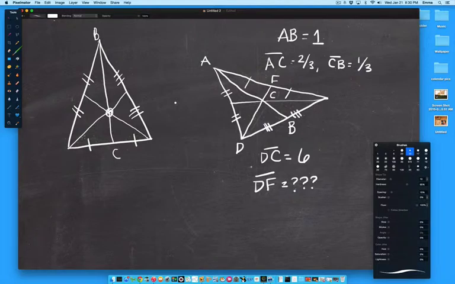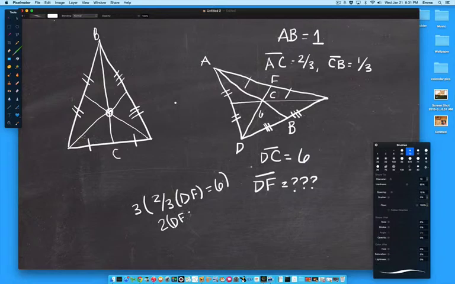This problem tells us that DC has a length of 6, and asks us what the length of DF is. Well, it's very simple to find out. We know that 2/3 of DF is equal to 6. We just need to solve this equation for DF. First, multiply the entire equation by 3 to get rid of the fraction, which gives you 2DF equals 18. Then divide both sides by 2, and you get that DF is equal to 9.